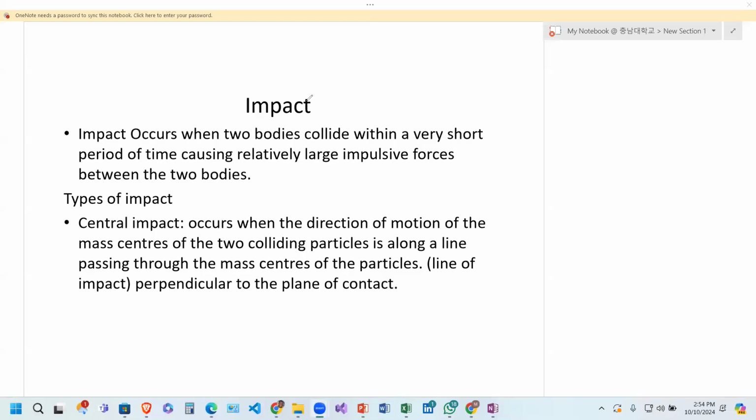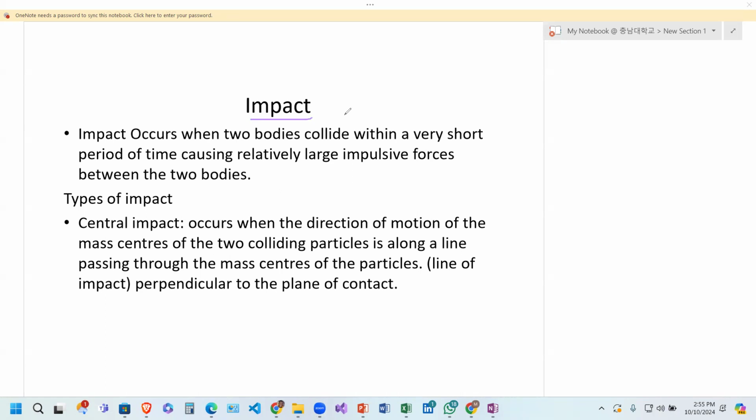Welcome back from that short break. Now let's look at impact. Remember, when bodies collide, impact is created. This occurs for a very short period of time, causing relatively large impulsive forces between these colliding bodies.